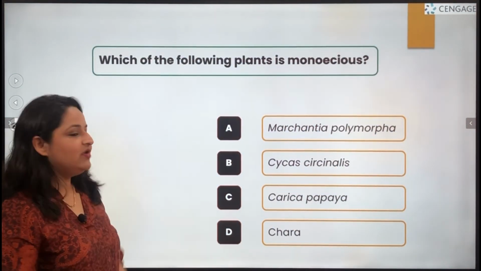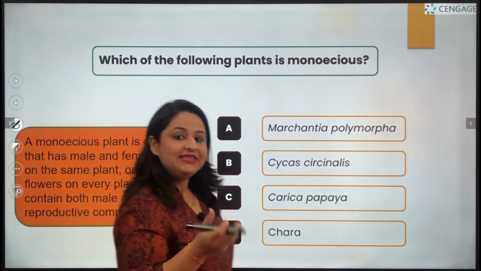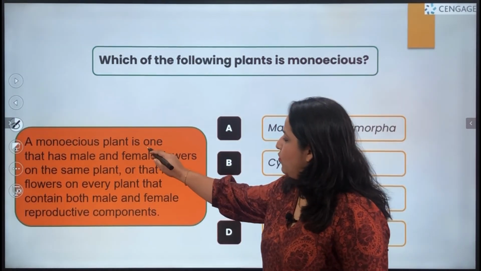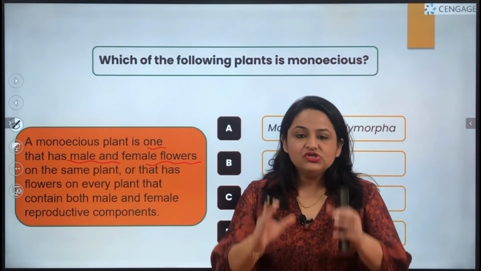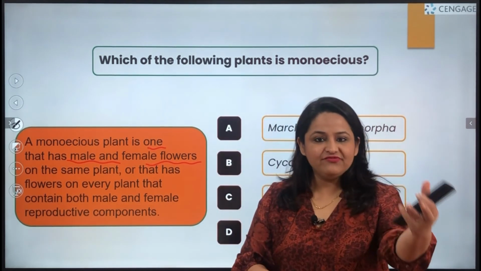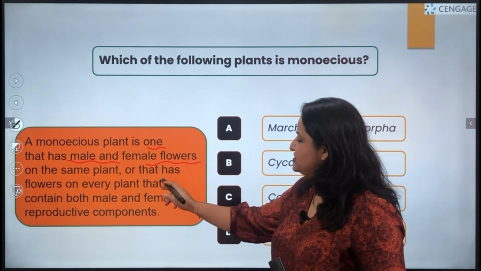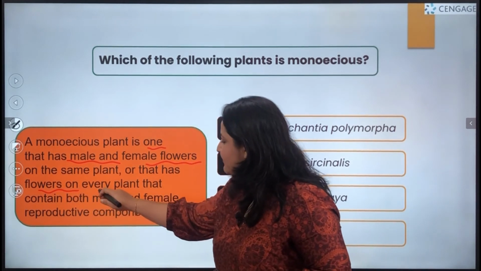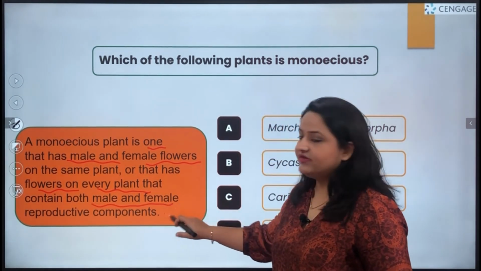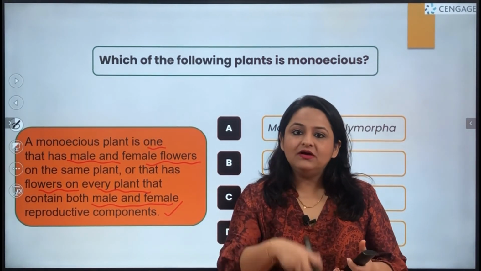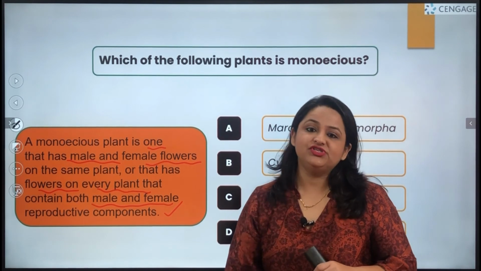Here they are asking which of the following plants is a monoecious plant. Now what is a monoecious plant? A monoecious plant is generally that type of plant that has the male and the female flowers on the same plant itself. So the same plant has the male flowers, it also has the female flowers, and that plant altogether is known as a monoecious plant. Or the condition where the flowers on every plant contain both the male as well as the female reproductive components. So a flower on a plant having both male as well as female parts is also considered under a monoecious plant only.